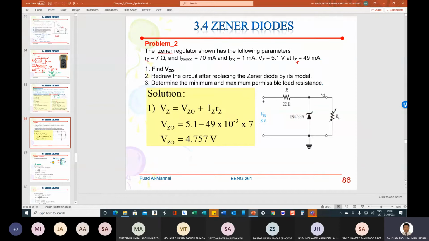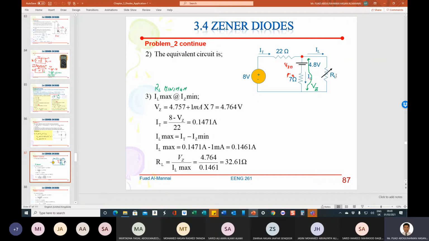What is the minimum permissible resistor that you can place over here with R equal to 22 ohms? Okay, now let's find the minimum resistor RL that you can place here. What is the minimum? Okay, here's what I'm going to say.